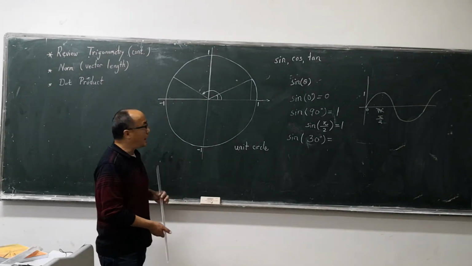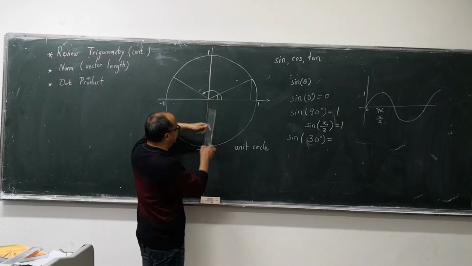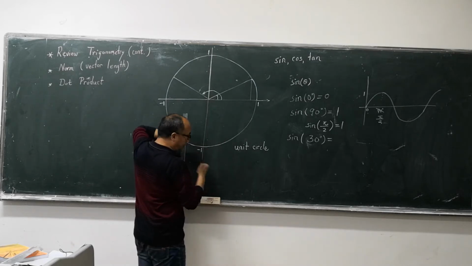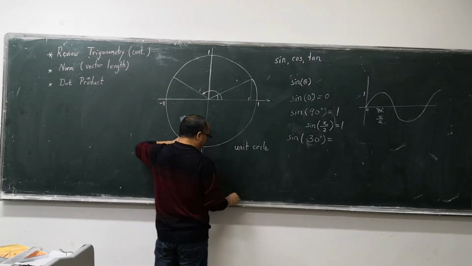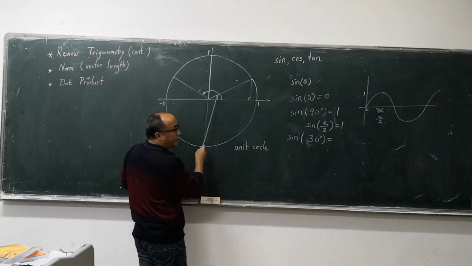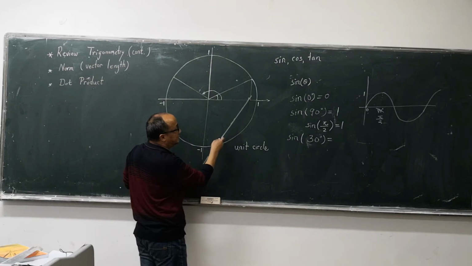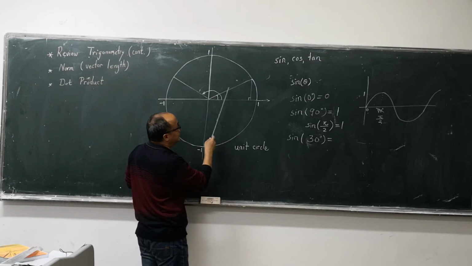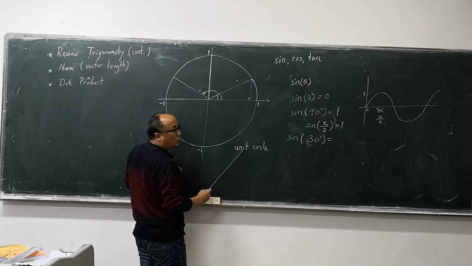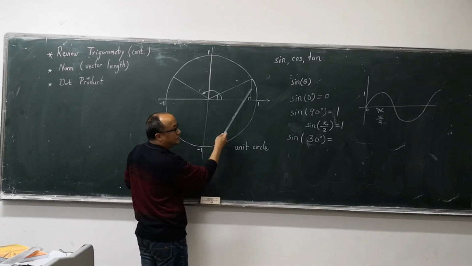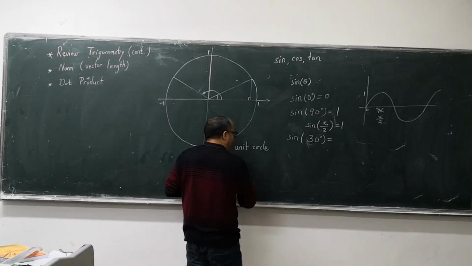For some magic, when this is a 30 degree, this is a right triangle. The side facing the 30 degrees is half of the hypotenuse. Hypotenuse is 1, it's a unit circle. So this is a half.